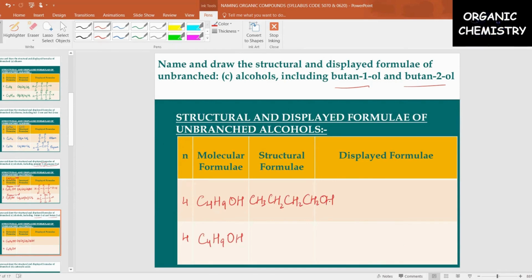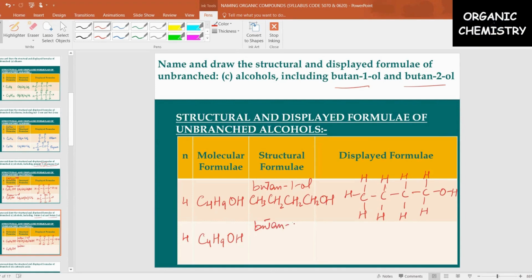Showing the displayed formula for butan-1-ol. 4 carbon atoms, 1, 2, 3, 4. OH is placed on carbon number 1, so it will be like this: O bond H. Now placing hydrogen atoms on each carbon atom. So this is the displayed formula for butan-1-ol.